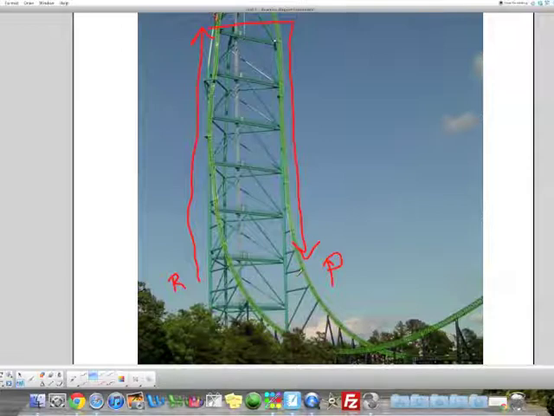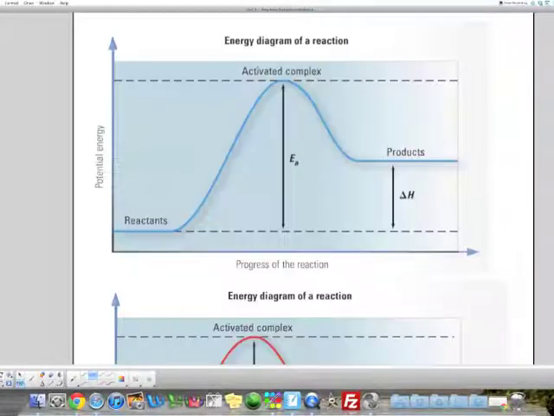If we look at a real graph, we'll have the following. So we have the same thing here. We have the reactants and we have the products. How did they go from one to the other?